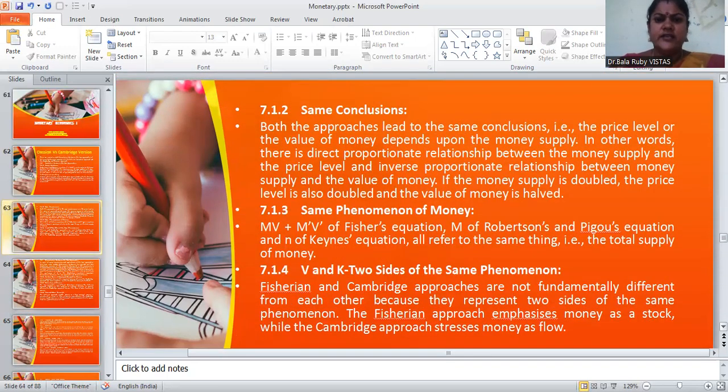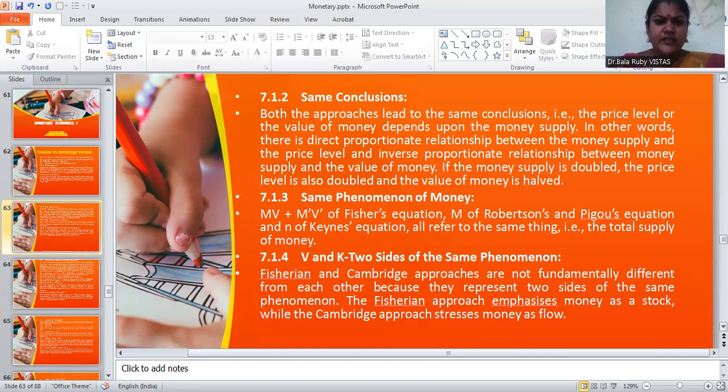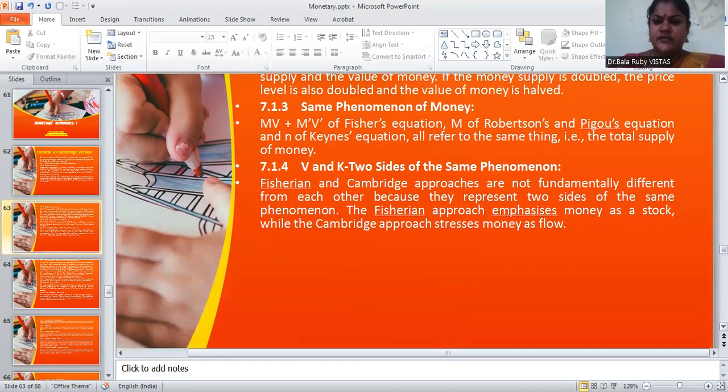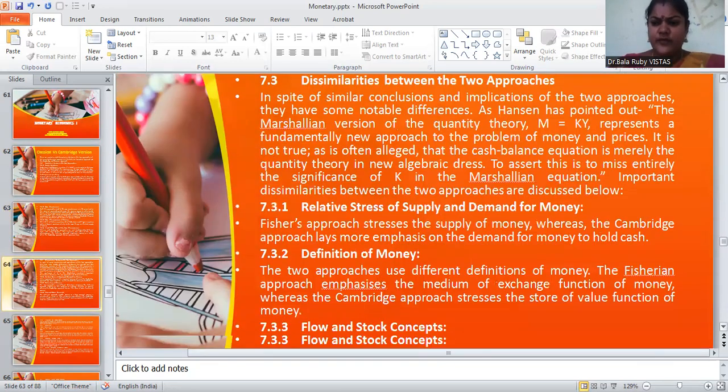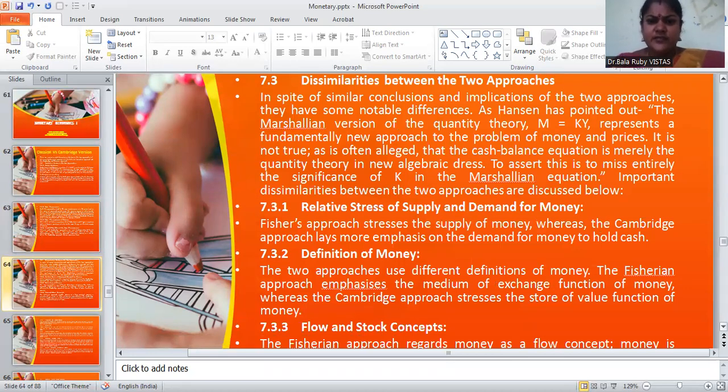Then let us concentrate on the dissimilarities between these two approaches. Even though there are some similarities, there are some dissimilarities also. Let us concentrate on them one by one. In spite of some similarity, there are differences in the implications of these two approaches. They have some differences also.